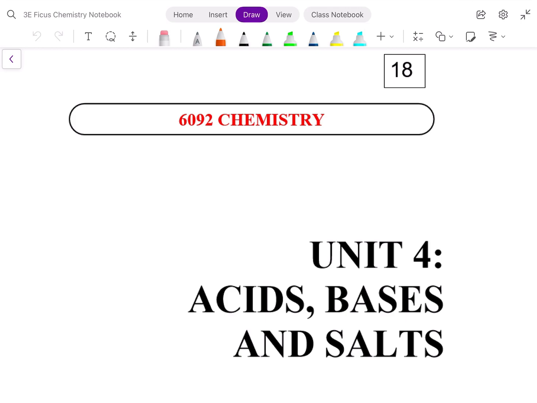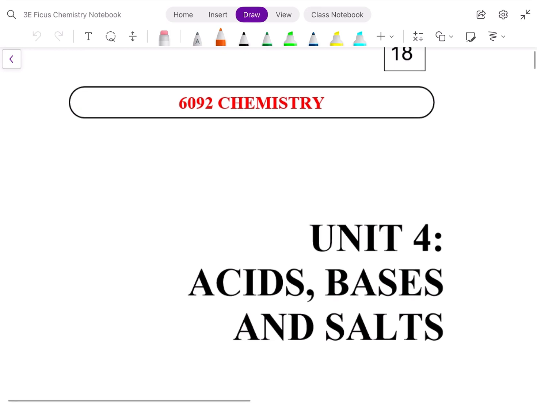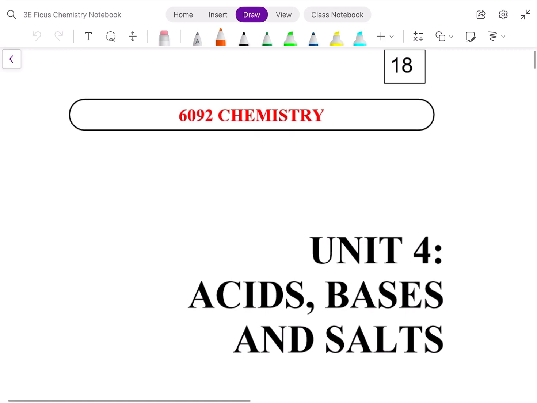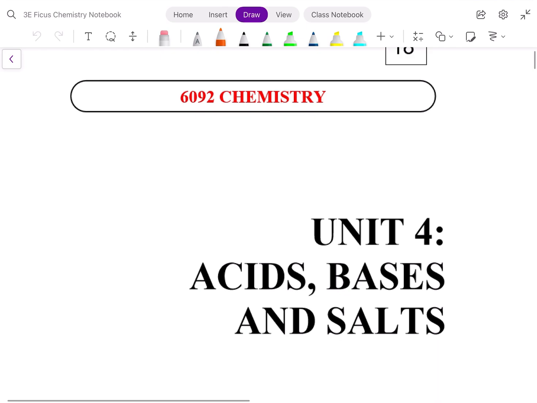For today's first lesson for this semester, we are going to start with Unit 4, acid bases as well as salts. Some of the things that you need from the earlier semester are your chemical formulas as well as chemical equations. This Unit 4 is worth around 2 chapters, acid bases as well as salts.